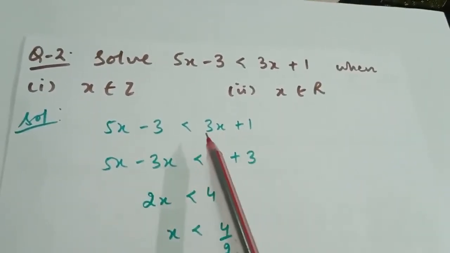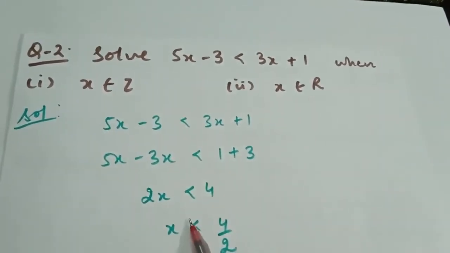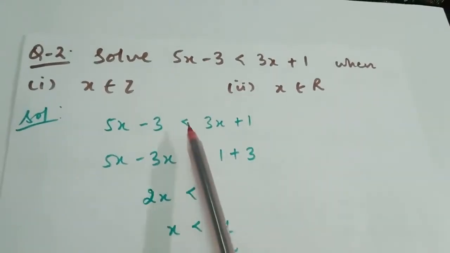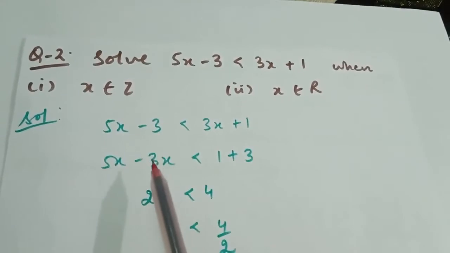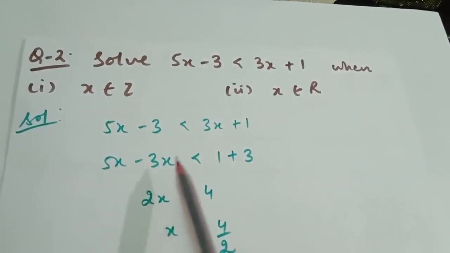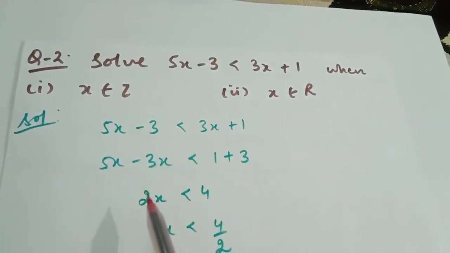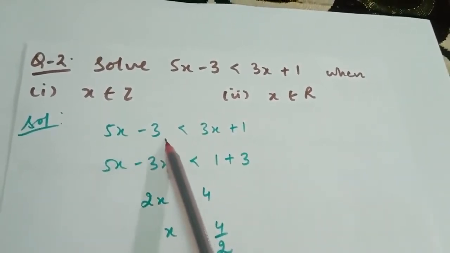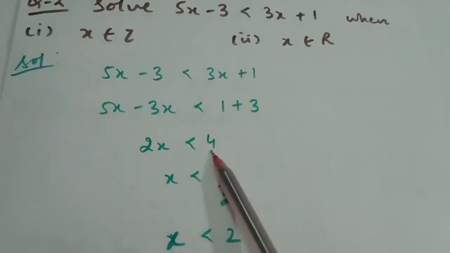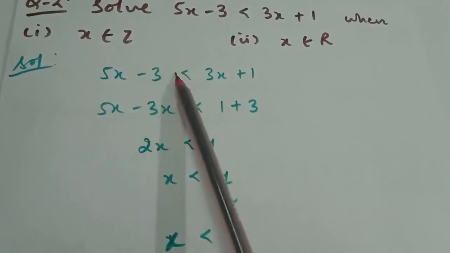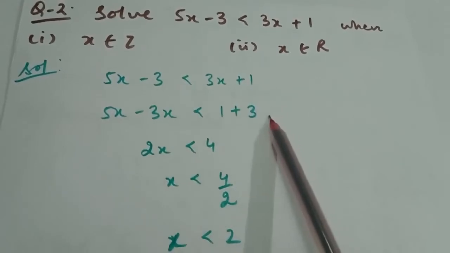So basically when we add or subtract any number in inequations, the sign does not change. So what we are doing is subtracting 3x on both sides. So we'll get 5x minus 3x. When we subtract from this side, 3x will get cancelled. And adding 3 on both sides, when you add on this side, 3 will get cancelled. And when you add 3 on this side, you will get 1 plus 3. So we have to do the same as we have done when equality is given, right? Take 3x this side, take minus 3 that side.